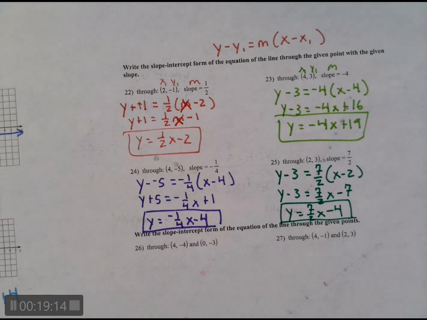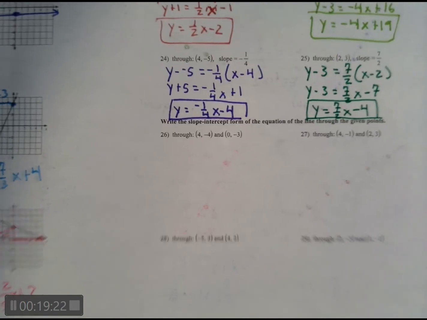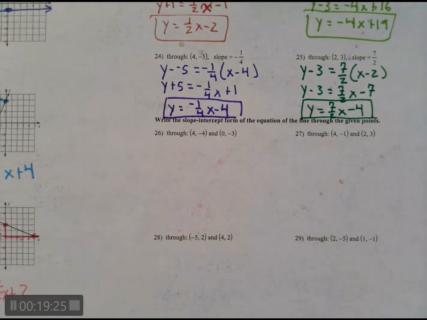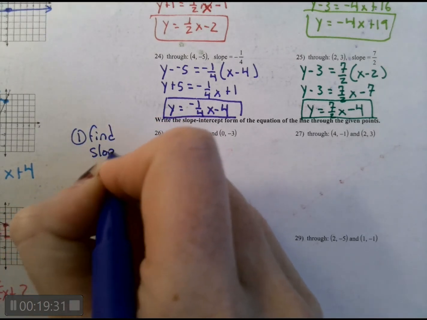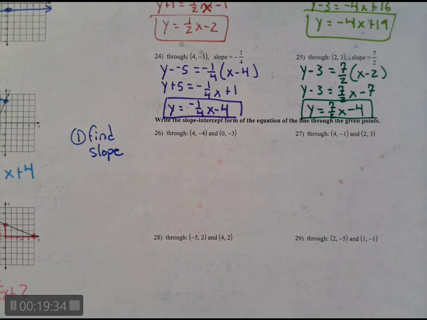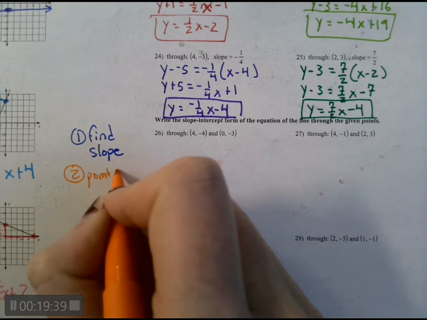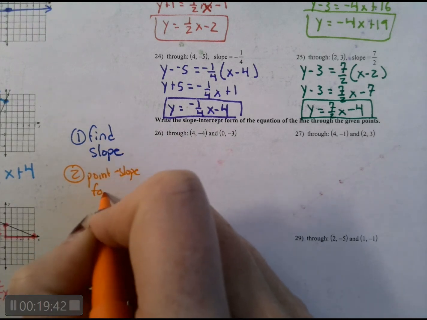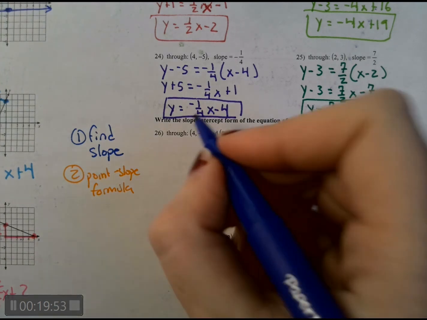And for our final four are going to be the hardest four, because remember, these are two-step equations, okay, or two-step problems. So our first step, we have to find the slope. And then our second step is the point slope formula. Okay? Alright, so let's do it. So to find our slope, we have to use that y2 minus y1 divided by x2 minus x1.